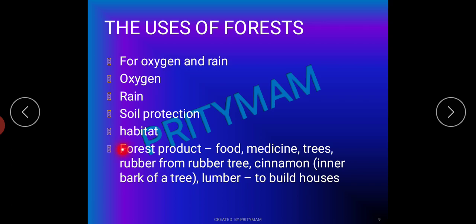We also get different forest products. Forests have many different kinds of plants, and the plants are used for food, for the preparation of different medicines, and so on. We also make paper from the trees, rubber from the rubber tree. We get cinnamon from the inner bark of the tree, and lumber to build houses from the timber trees, and so on.